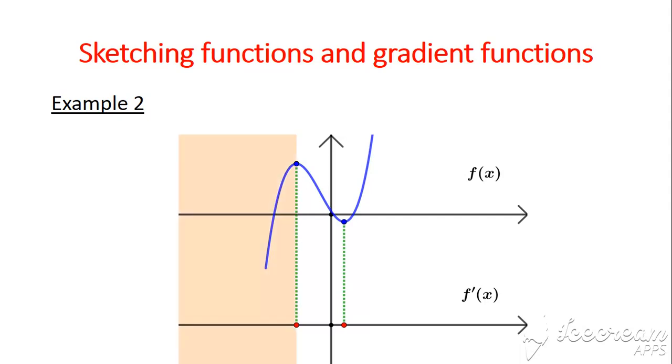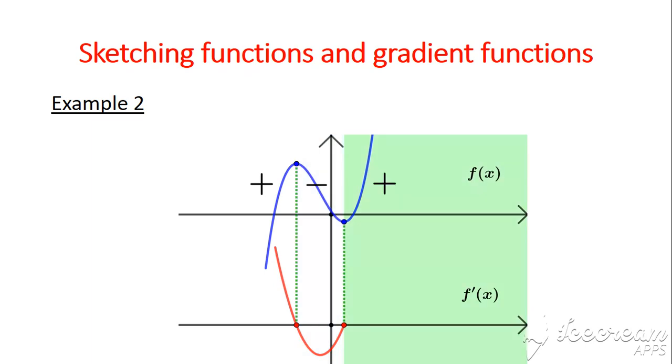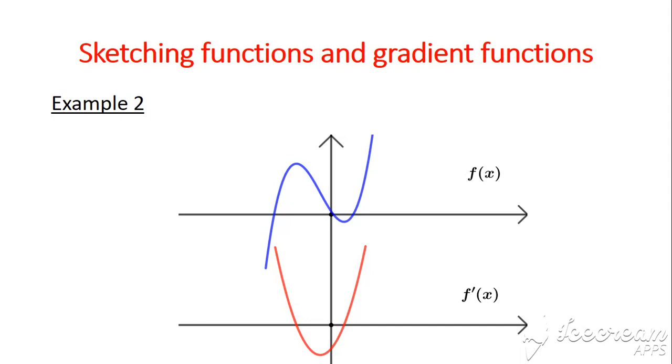Now, in this region, we know it's a positive gradient, and positive gradient means that the gradient is above the x-axis. It's positive. In this region, we know it's a negative gradient, which means it's below the x-axis, and then we're back to a positive gradient again, which means we are above the axis again. And here's our parabolic function, which is our gradient function for the original cubic.